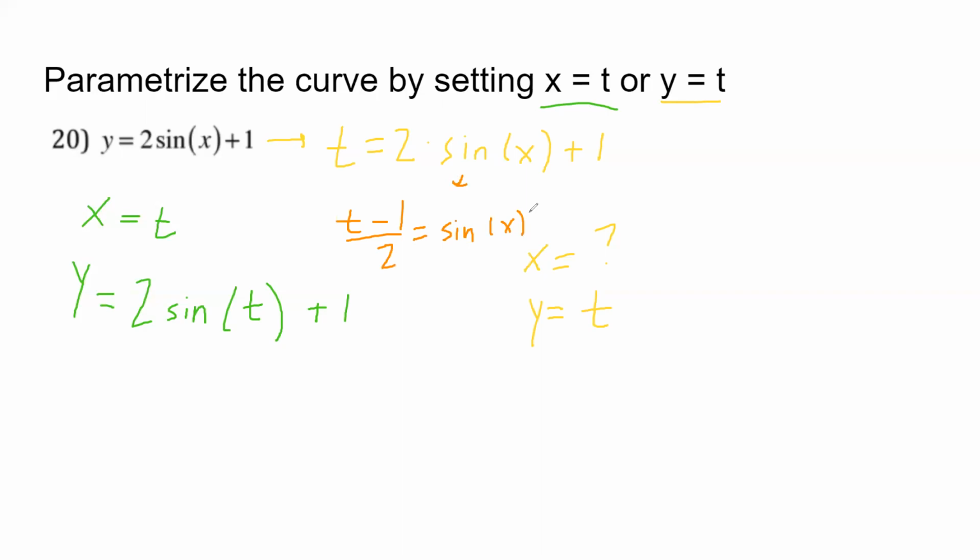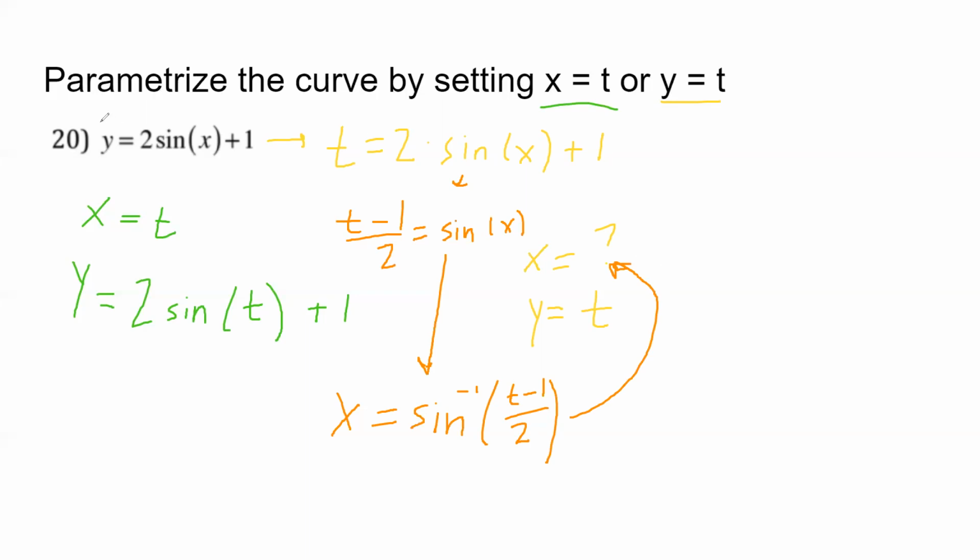Now we remember from solving trig equations that once you have the trig expression isolated, like we have here, what you could do is inverse. So you can switch the domain and range. Now x is equal to the sine inverse of t minus 1 over 2. So both of these sets of parametrics, you would just put that right there where the question mark is.